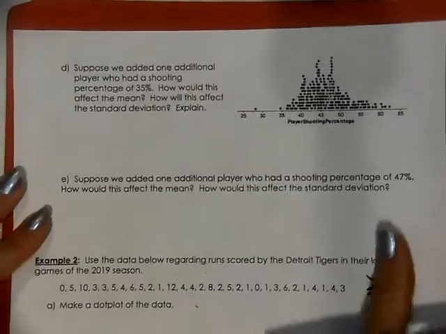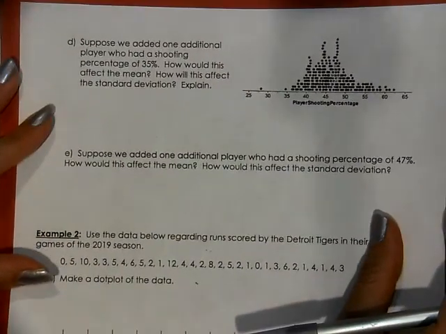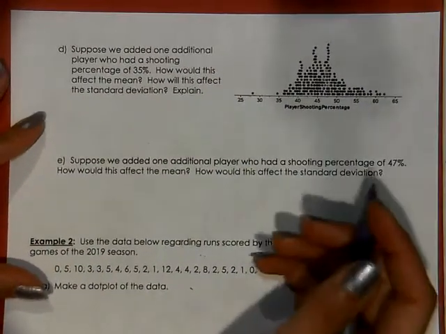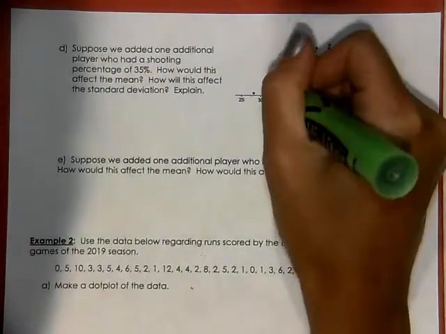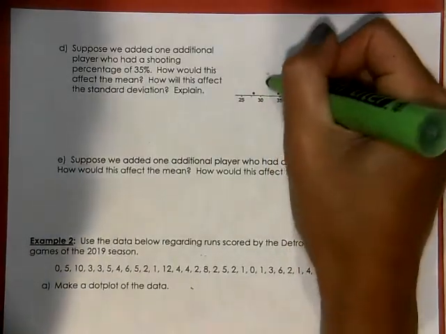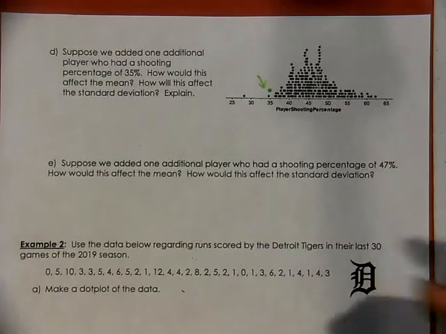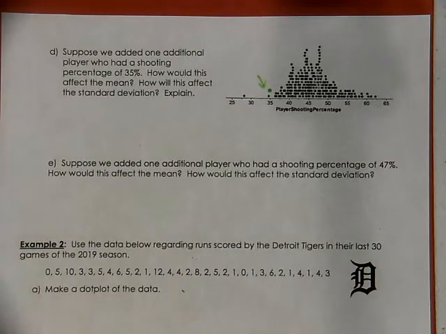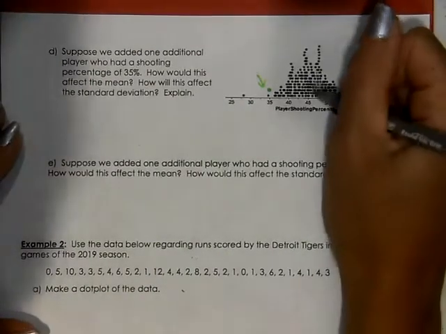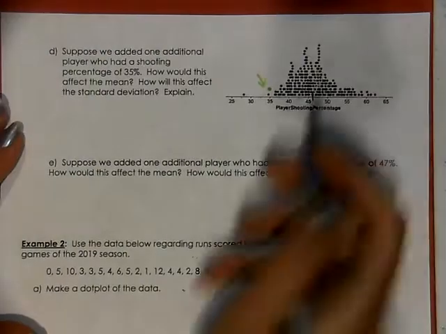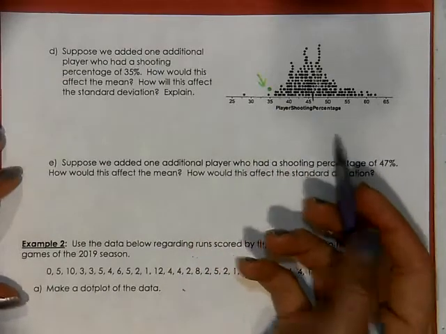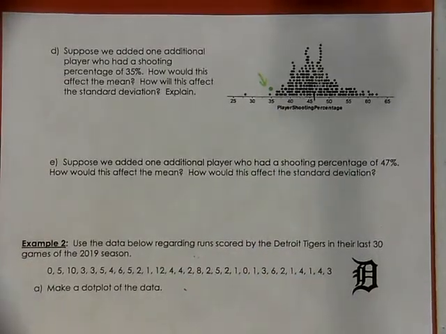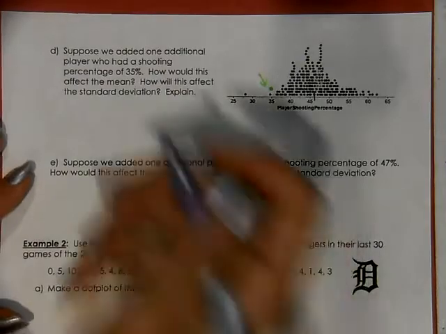It says, suppose we added one additional player who had a shooting percentage of 35%. How would this affect the mean? Okay, so if I add that player, draw them in, 35% right here. It'd be like adding the stat right there. How will this affect the mean? Well, remember, we thought the average was around 46. So if you add a point at 35, the mean is going to decrease because we added a data point that's less than the mean.